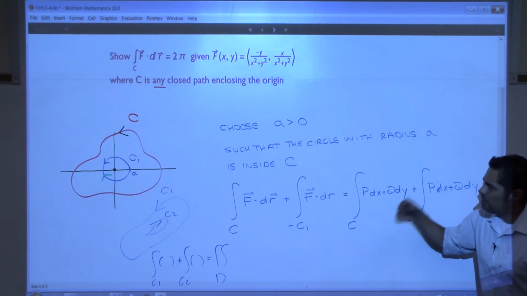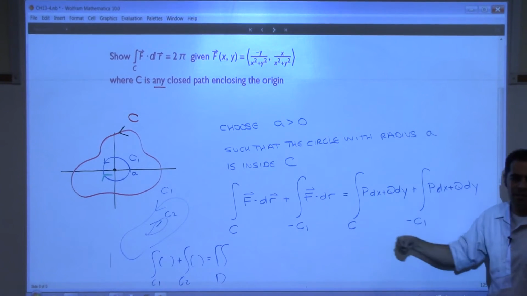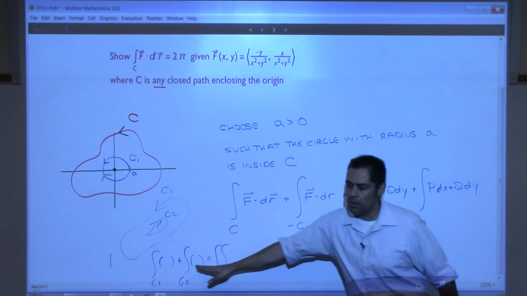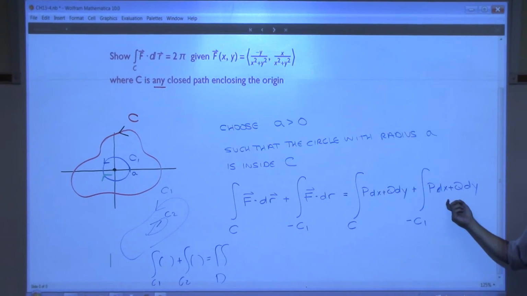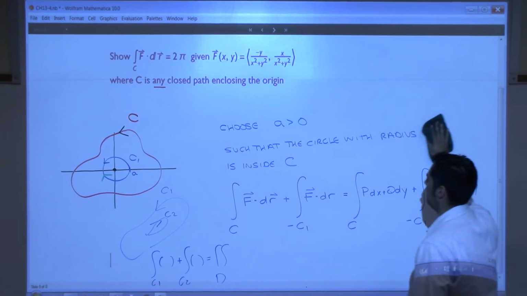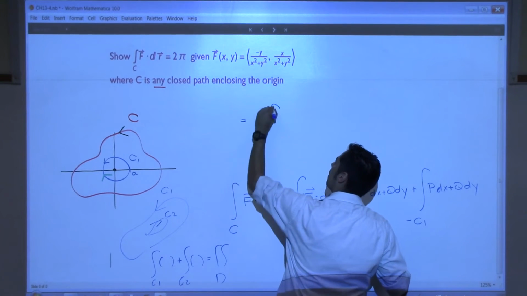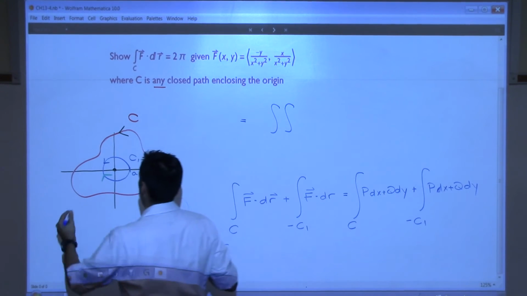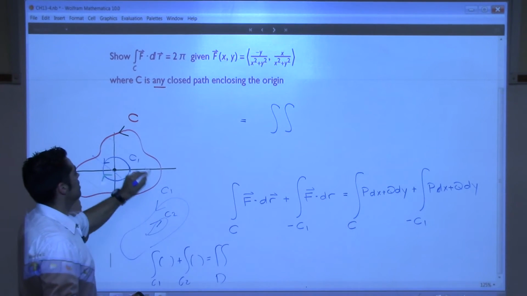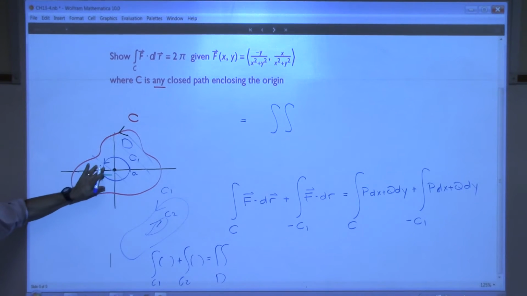Well, this C goes positively oriented. This negative C is negatively oriented, just like in the formula here. So shouldn't this turn into Green's theorem? Yes? Okay, keeping the equals going here, this should be equal to the double integral over what? The entire thing, right? That's D. Or is it without the circle?